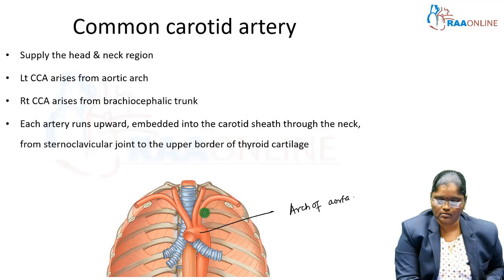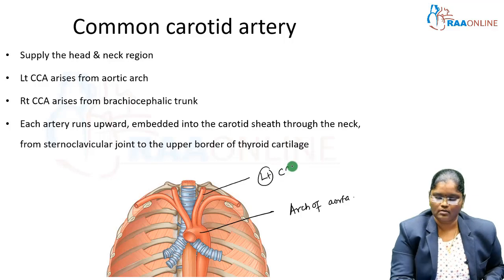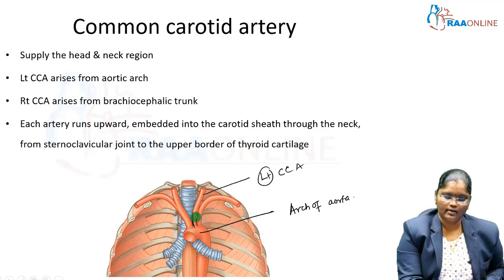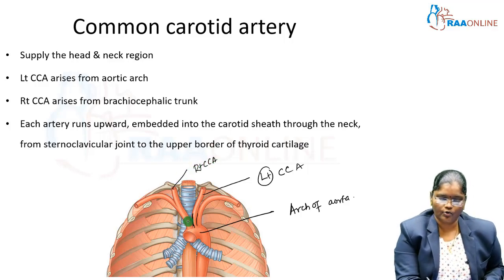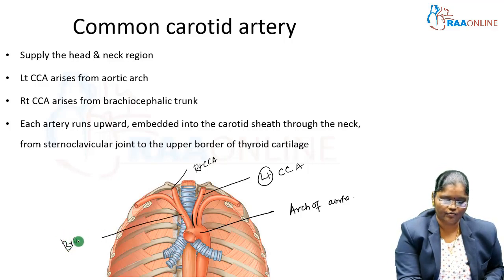This is the left common carotid artery. It is a direct branch of the arch of aorta. This is the left common carotid artery, and this is the right common carotid artery. The right common carotid artery is not from the arch of aorta; it is a branch of the brachiocephalic trunk.